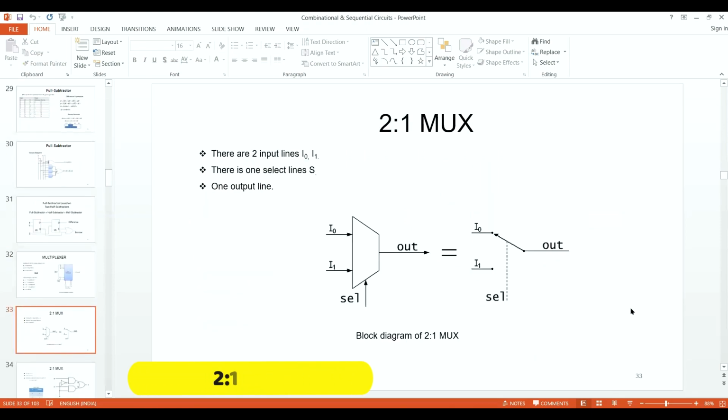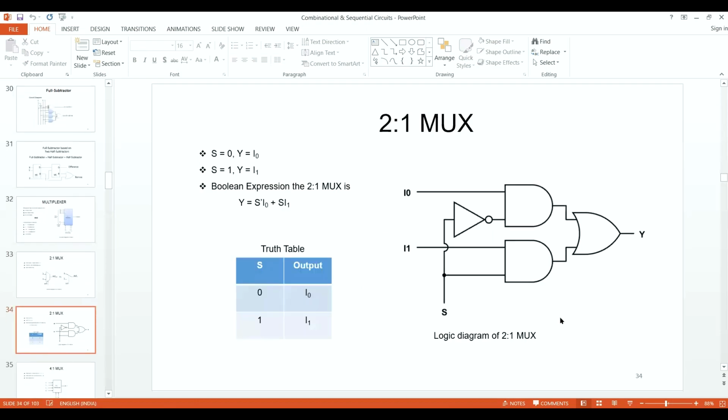Now, if we're talking about 2 is to 1 mux, this is the representation of the multiplexer. So you are having 2 input lines and 1 output line. And how many select lines will you have? Because 2 inputs, so 2 raised to power 1, so only 1 select line. I hope this is clear. Similarly, for the 2 is to 1 mux, when the select line is 0, the output would be I0. And when the select line is 1, because only 2 permutation combinations we can have, S0 and S1, right? So the output would be S bar I0 and the other one is S I1.